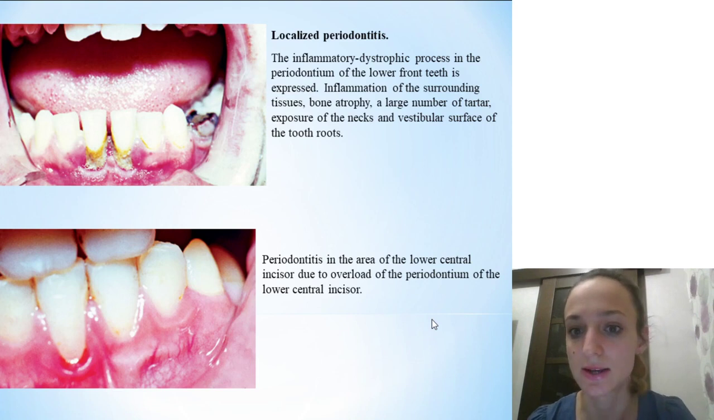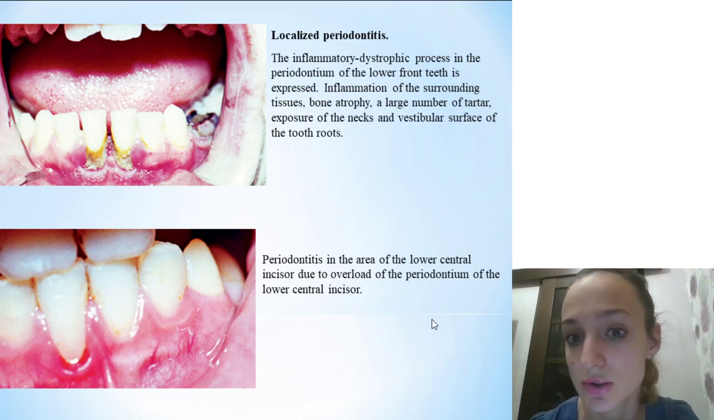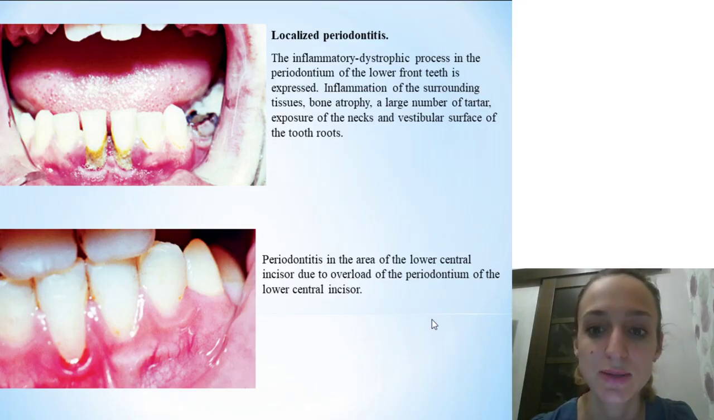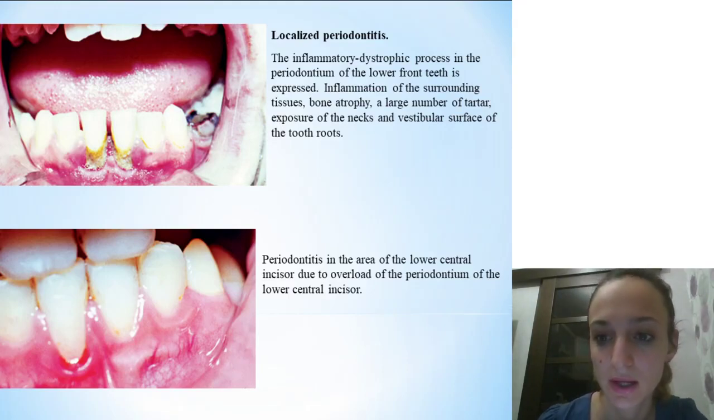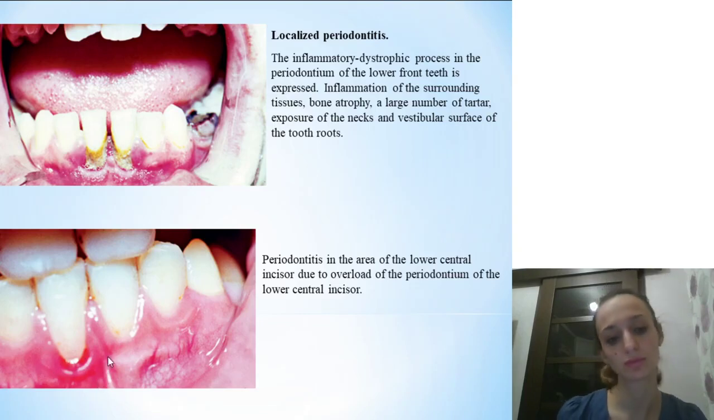Localized periodontitis is the inflammatory dystrophic process in the periodontal of the lower front teeth. It is expressed in inflammation of the surrounding tissues and bone atrophy, very large number of tartar, periodontitis in the area of the lower central incisor. Please look, hyperemic and bleeding gums.